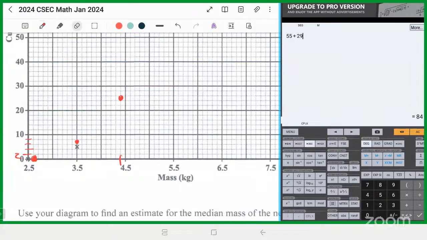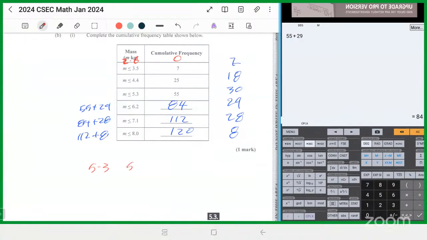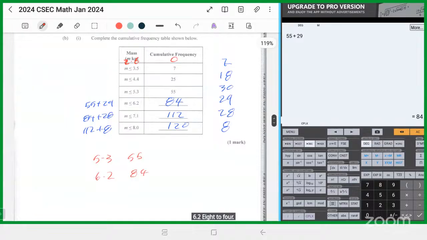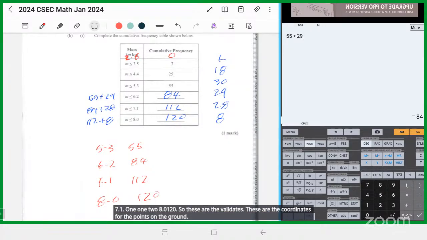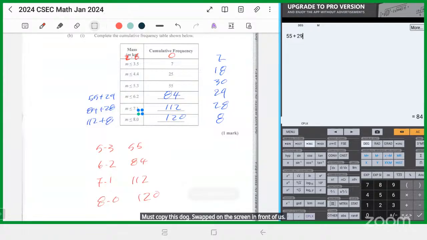The next point is 5.3. Can I write them down? 5.3, 55; 6.2, 84; 7.1, 112; 8.0, 120. So these are the values. These are the coordinates for the points on the graph. Let's copy this down so we have it on the screen in front of us.